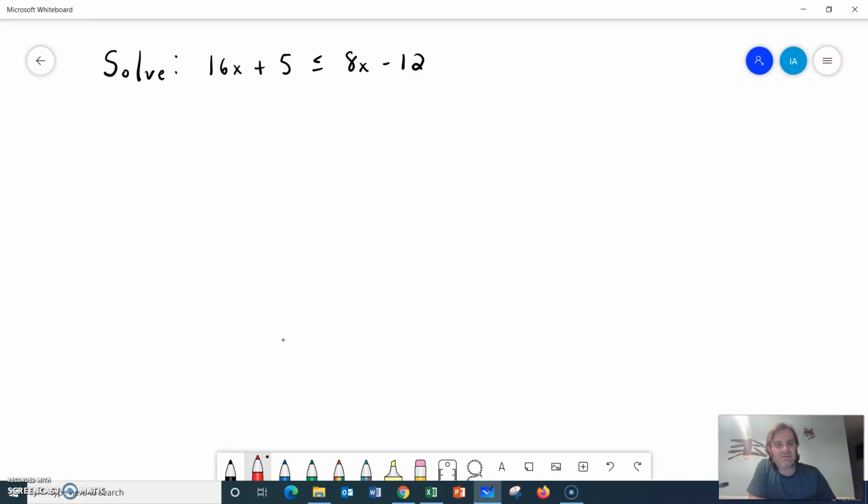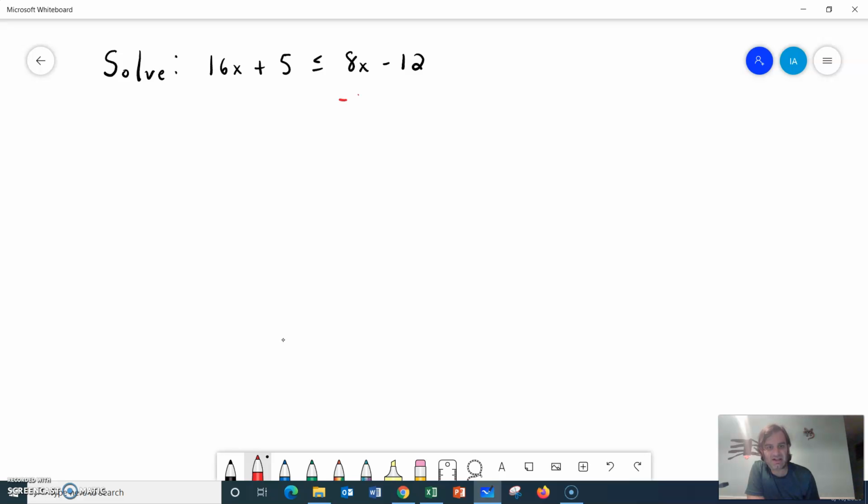Mr. Allred here, and we have a practice problem for solving inequalities. The problem is 16x + 5 ≤ 8x − 12. If we think about solving this like we do an equation, there are no fractions and no parentheses, so we'll start trying to get our x's to one side.